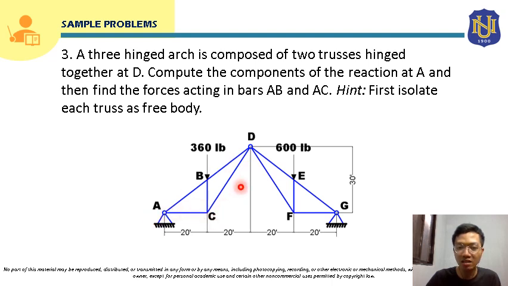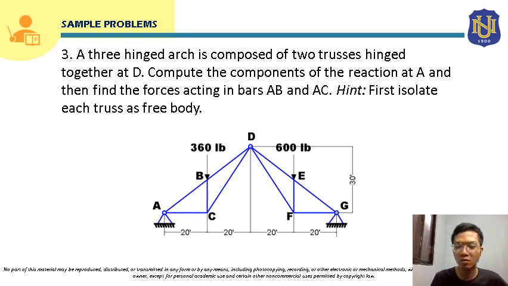Okay, the truss here at the left and the truss here at the right. So we are going to compute the components of the reactions at A. We are going to solve for the reaction of this support, and we are going to find the forces acting in bars AB and AC. So this is bar AB, and this is bar AC.